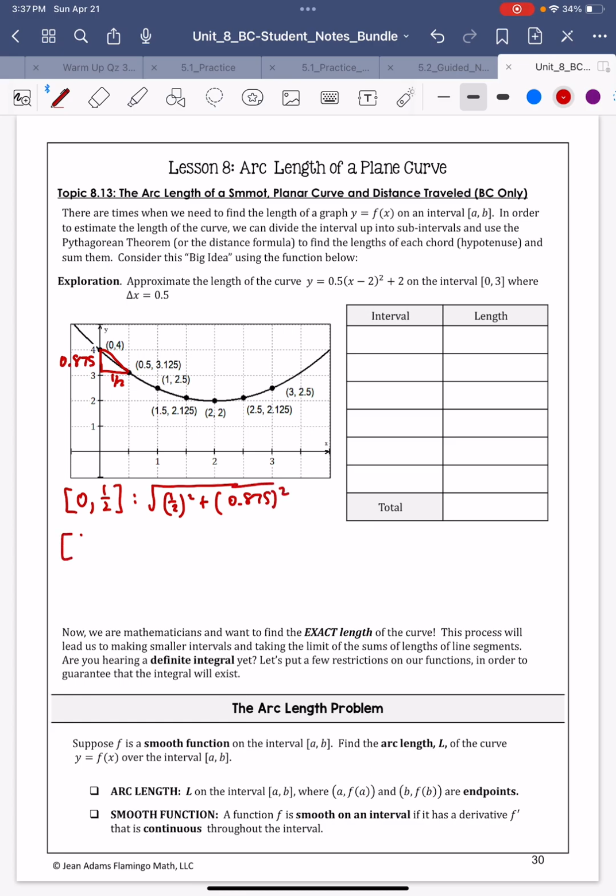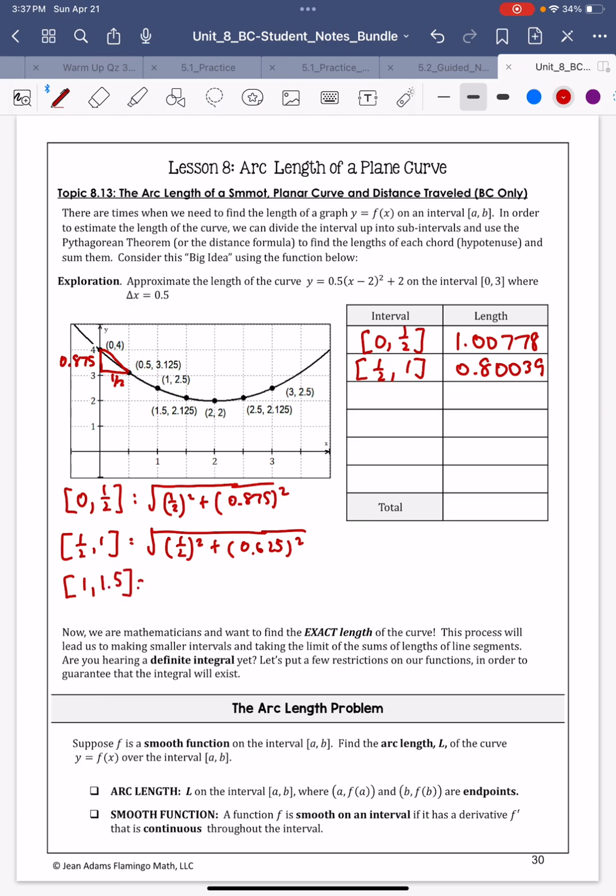And then if you went from 1/2 to 1, it would be the square root of, again, the difference in x values is 1/2, and the difference in y value is 3.125 minus 2.5, which gives us 0.625 squared. I'm going to start listing these lengths that I get when I square root those values. If I square root that first one, 1.00778, and this one from 1/2 to 1, I get 0.80039.